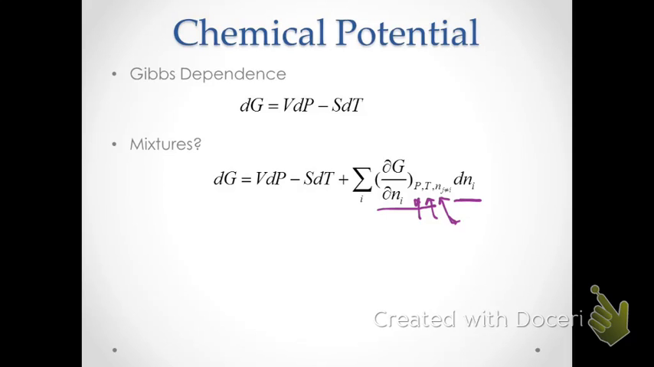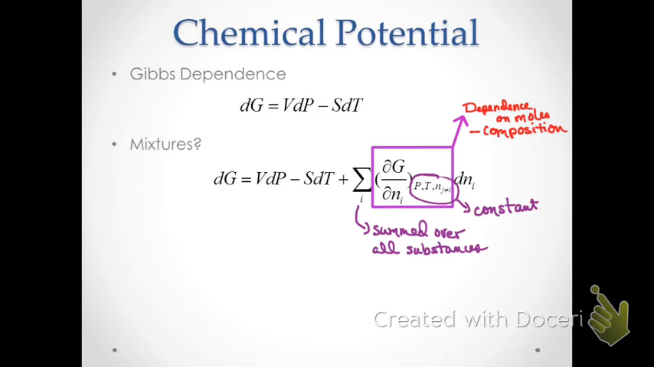So basically, we're just adding another term to our equation, which shows how the Gibbs function does depend on the number of moles of a component i, and of course, this is going to be summed over all the components present in the mixture. So here we've just summarized what we're doing by adding this last set of terms.